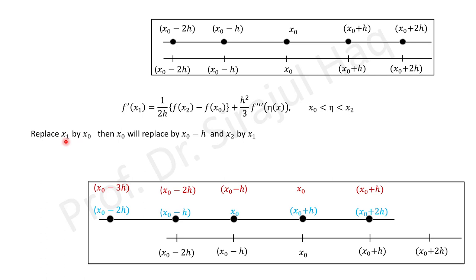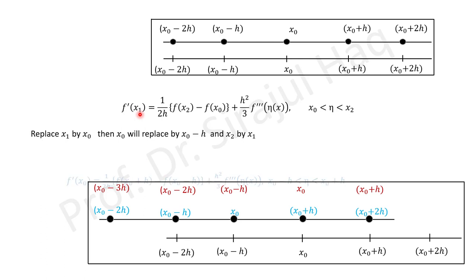x0 plus h is x1, so x1 shifted to x0. Accordingly, x0 will shift to the x0 minus h position, and x0 minus h will shift to x0 minus 2h. So it is one step in the backward direction. So this value is the same as this value, this value is the same as this value, and so on for the others.